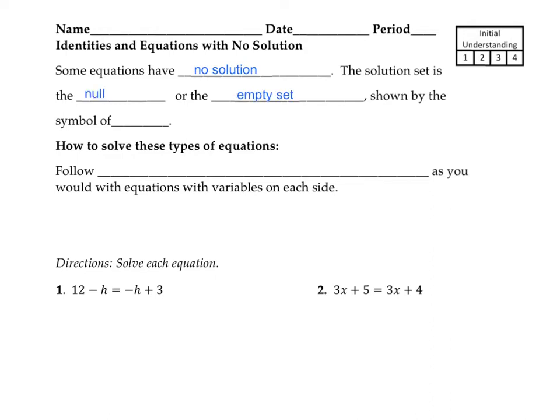The solution set is called the null or the empty set, and it is shown by a symbol that looks like a zero with a slash mark through it. So how do we solve these types of equations? We're going to follow the same series of steps to solve the equations as we would with equations with variables on each side. So let's do some examples together.